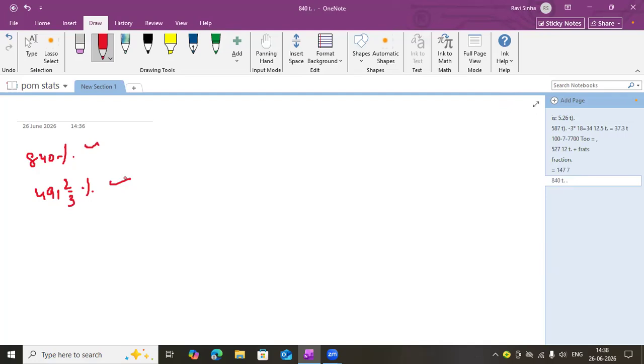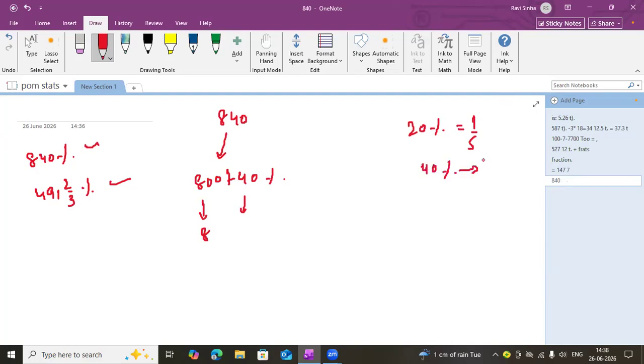So let us see how to proceed with this problem. 840% can be written as 800 plus 40%. Now 800% is 8, and 40%: 20% is 1 by 5, so 40% is 2 by 5. So 8 plus 2 by 5, 40 plus 2, 42 by 5 is the required answer.